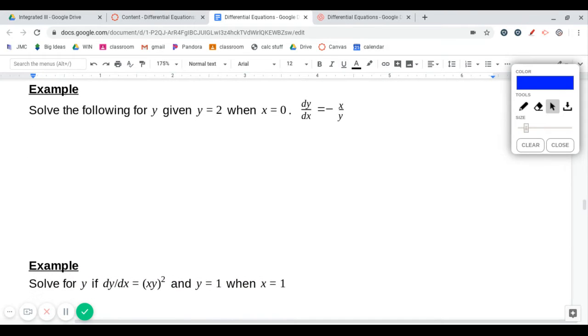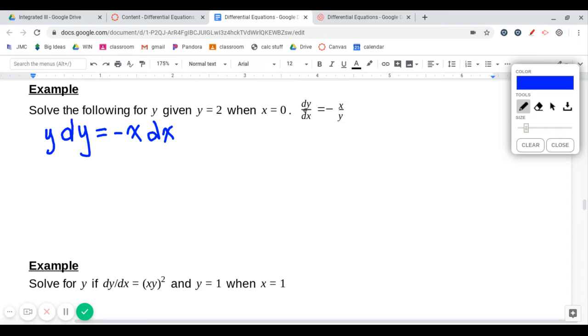So, first example. Solve the following for y, given that y equals 2 when x equals 0. So that's our initial condition. That's how we're going to solve for c. Given this differential equation, dy/dx equals negative x over y. So we need to get all of the y's on one side and all of the x's on the other side. So what we're going to do is multiply both sides by y and multiply both sides by dx to get y dy equals negative x dx.